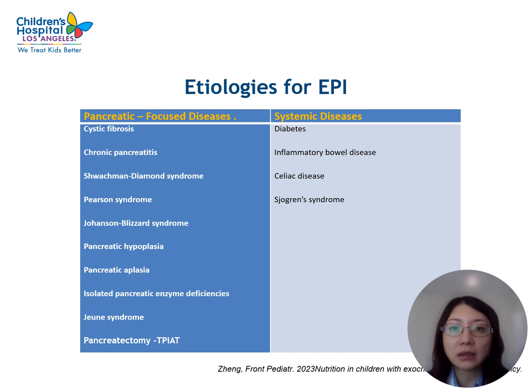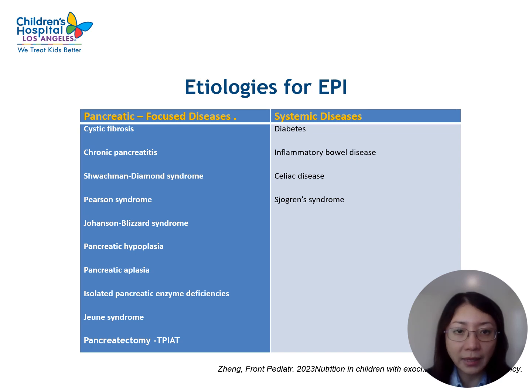So what are the etiologies for EPI? It can be pancreas related. It can also be part of some systemic diseases. For pancreas-related disorders, cystic fibrosis is the most common reason for EPI. We will talk about cystic fibrosis in just a second. And patients with chronic pancreatitis may also develop EPI.